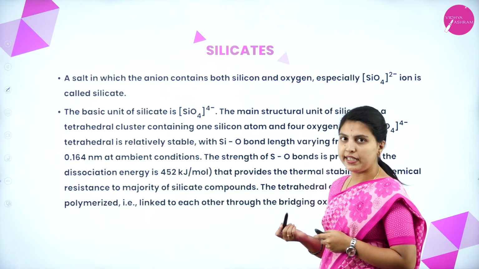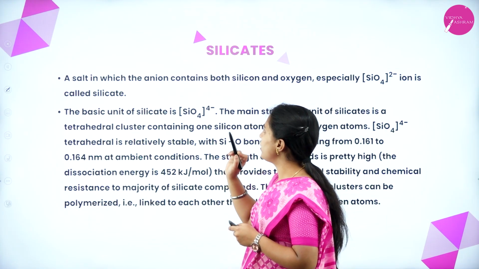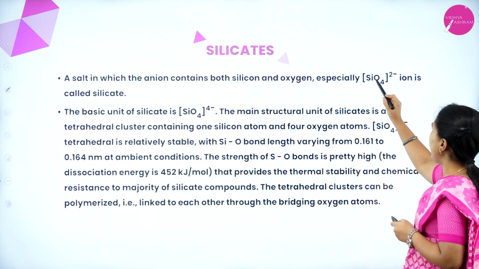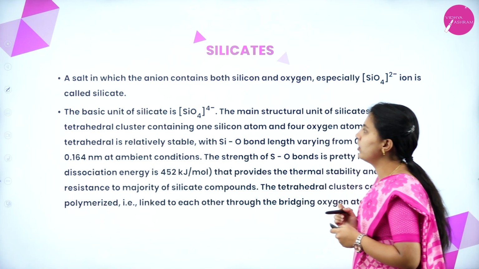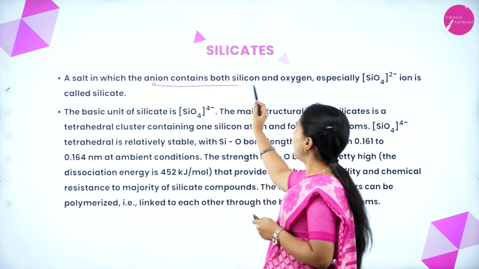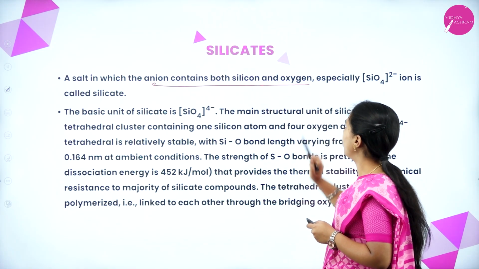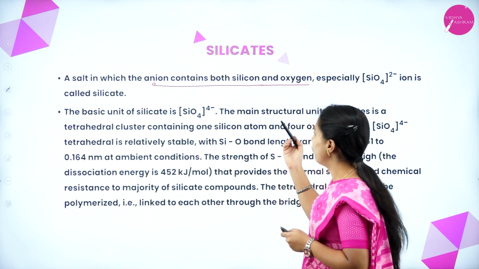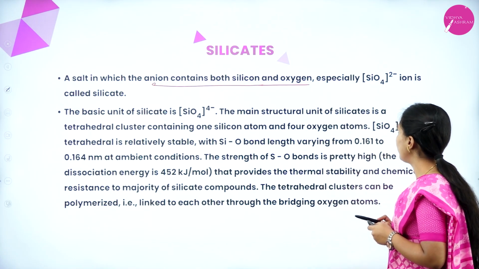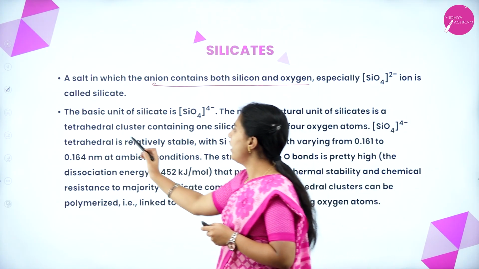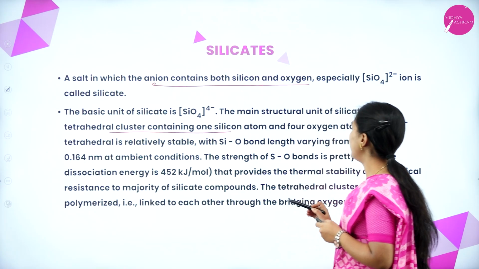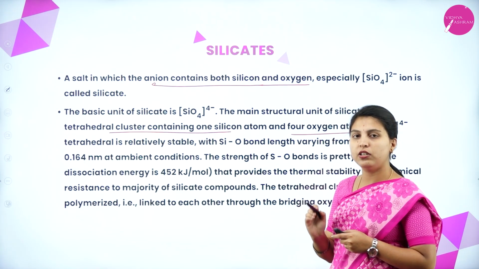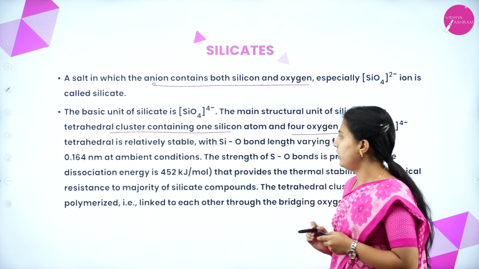Next, silicates. A salt in which the anion contains both silicon and oxygen, especially the SiO4 4- ion, is called silicate. The basic unit of silicate is SiO4 4-. The main structural unit of silicate is a tetrahedral cluster containing 1 silicon atom and 4 oxygen atoms. There will be presence of anion compulsorily with silicon and oxygen.